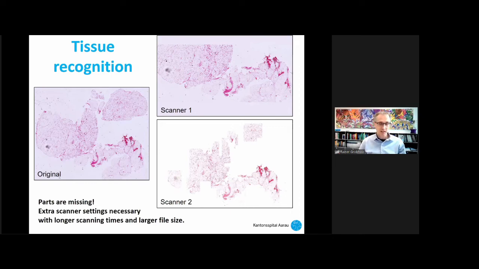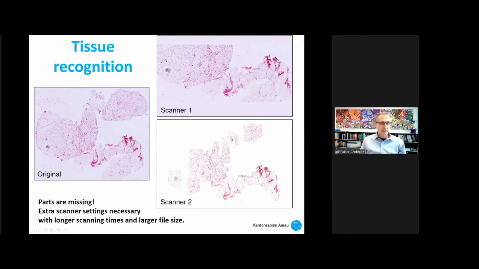We went back to the vendors and to the people who developed those scanners and addressed this. Surprisingly to me, that was never a topic. There were scanner contests and whatever, but we never had any report that there's a problem with faintly stained tissues in the recognition in the scanning process. So that is a big deal.